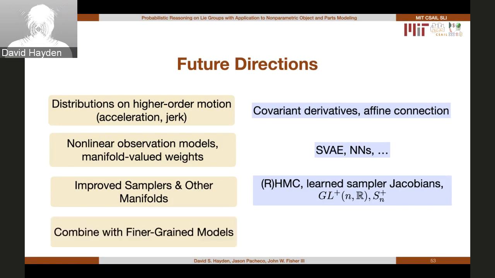And then finally, possibly combined with finer grained models, such as the SMPL models, the SCAPE models, and other more involved 3D models like that. Such as the ones that Henry is about to talk about.